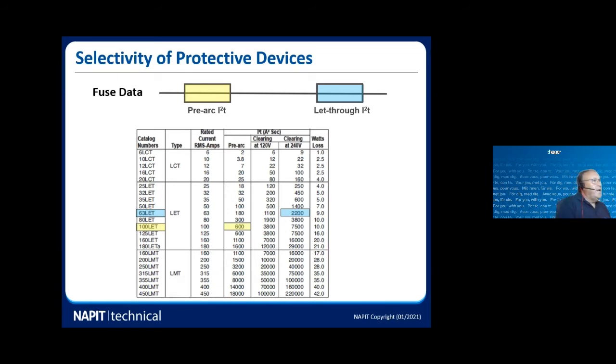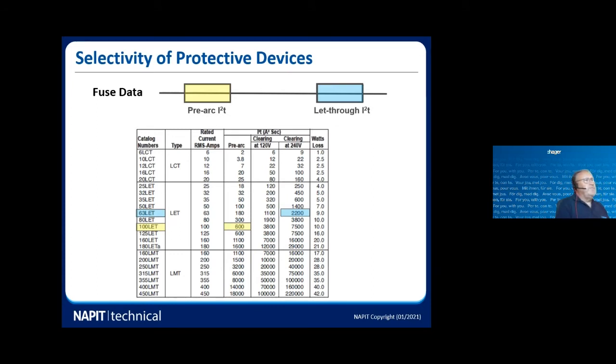Now the 100 amp in yellow upstream fuse, you can see from this manufacturer's data, has a pre-arc value of 600 amp squared seconds. Now what that's telling us is if the downstream fuse lets through more than 600 amp squared seconds, it cannot recover. It's going to go beyond its pre-arc value. That will operate as well. Now 2,200 is clearly more than 600. So you see these two fuse combinations, okay, will clearly not provide selectivity. Okay, this just won't happen.